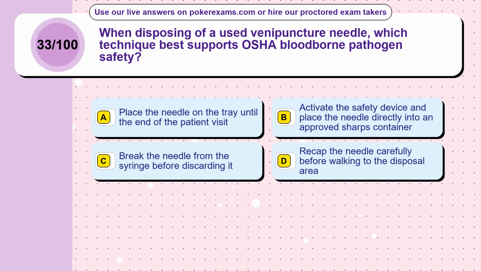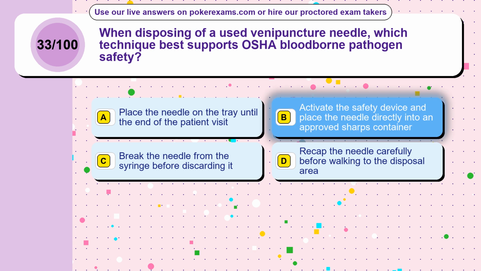Option A. Place the needle on the tray until the end of the patient visit. Option B. Activate the safety device and place the needle directly into an approved sharps container. Option C. Break the needle from the syringe before discarding it. Option D. Recap the needle carefully before walking to the disposal area. The correct answer is option B. Activate the safety device and place the needle directly into an approved sharps container.